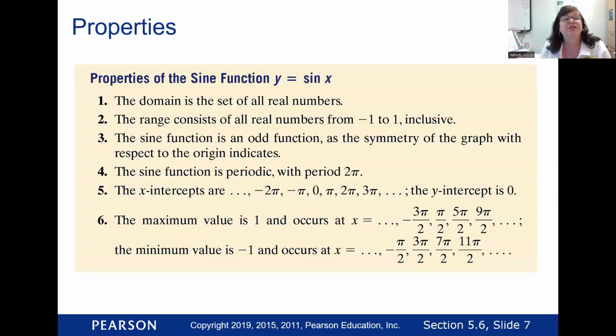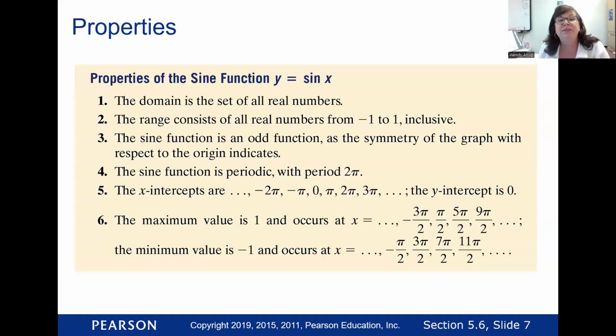Properties of the sine function: the domain, unless we restrict it, is all real numbers. However, the range of the original sine function only goes up and down to 1. So up to positive 1, down to negative 1.